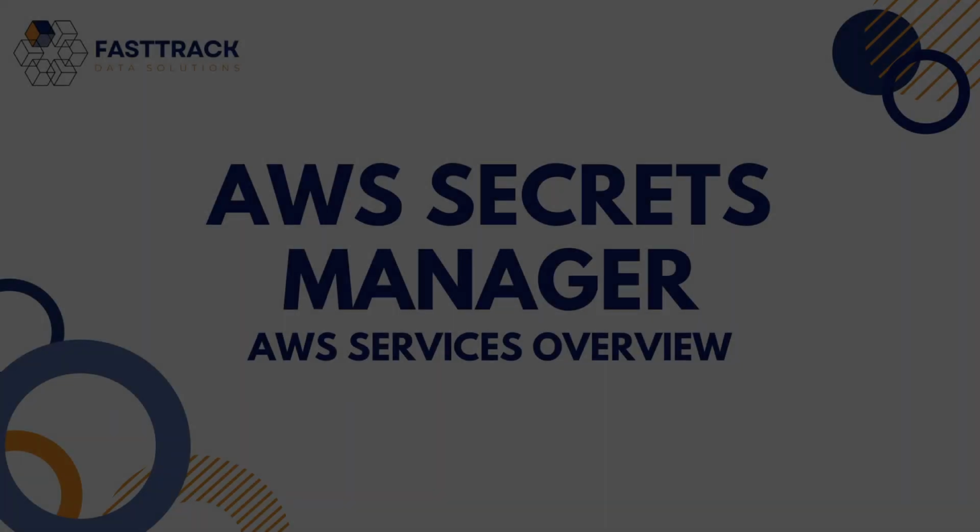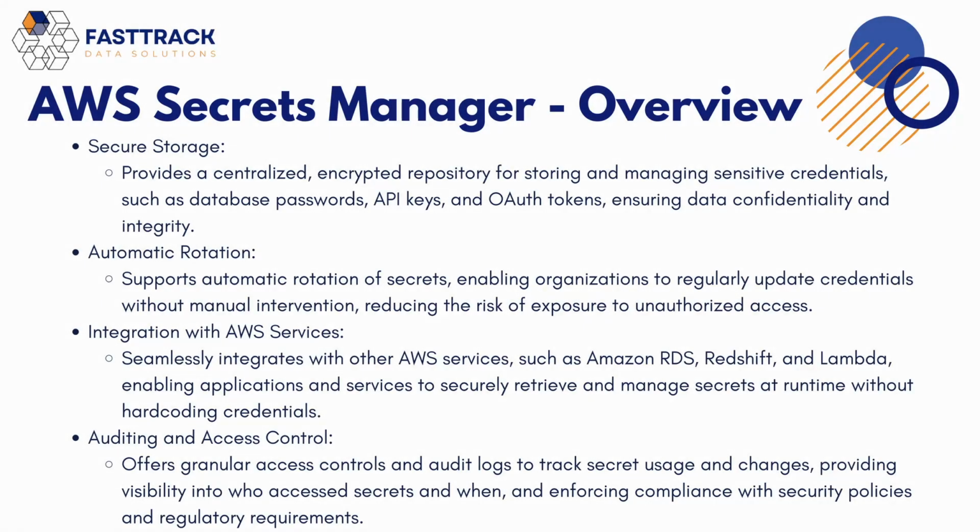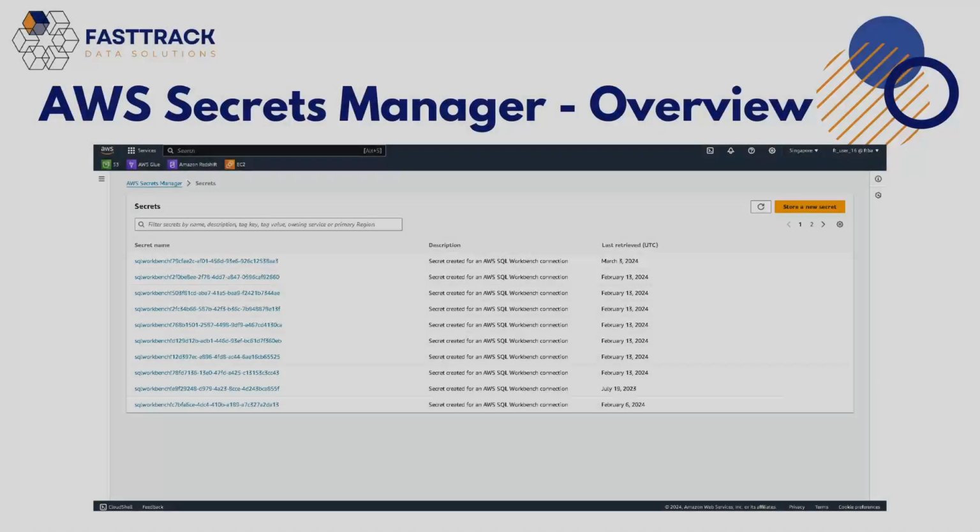Moving on to AWS Secrets Manager. AWS Secrets Manager provides a secure way to store sensitive credentials like database passwords, API keys, and tokens. It supports automatic rotation to reduce exposure risks, integrates seamlessly with services like RDS, Redshift, and Lambda, and offers granular access control and auditing to track who accessed secrets and when, helping maintain security and compliance. Here is a quick snapshot of the AWS Secrets Manager screen.